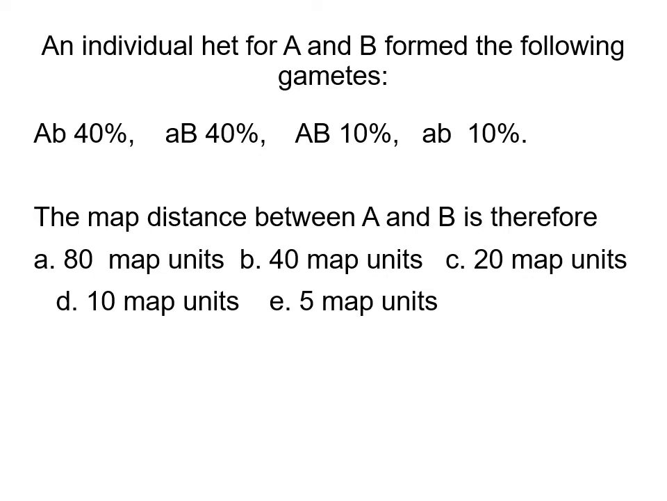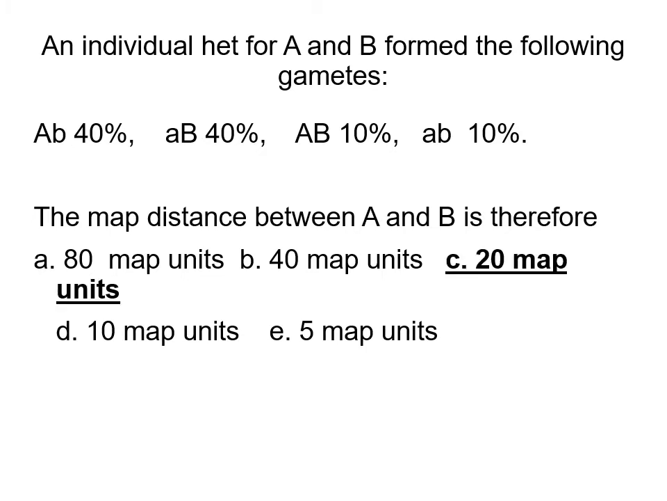Okay. An individual heterozygous for A and B forms the following gametes. Big A, little b, 40%, little a, big B, 40%, big A, big B, 10%, little a, little b, 10%. The map distance between A and B is therefore, okay, so take the 0.1 and 0.1, add them together and get 0.2, divide by 1, and you get 0.2, which is 20 map units after you multiply by 100.